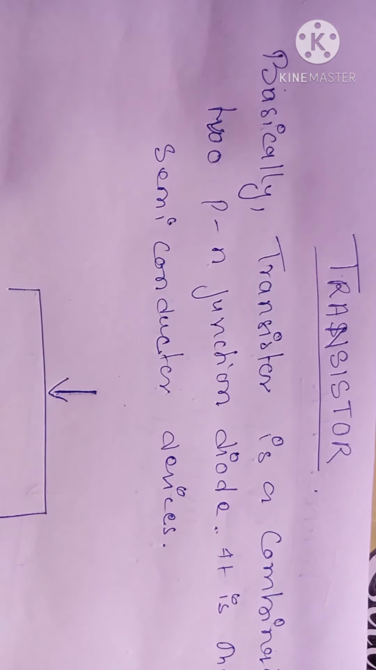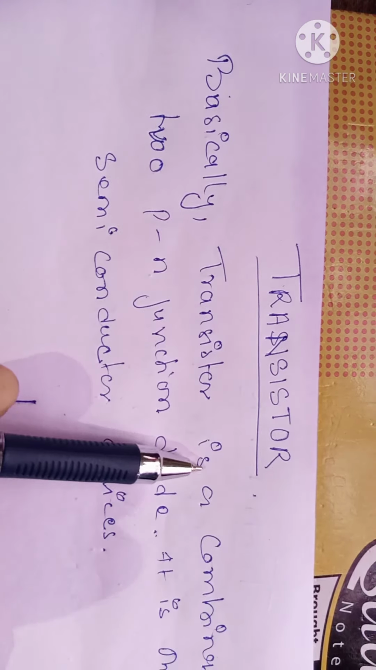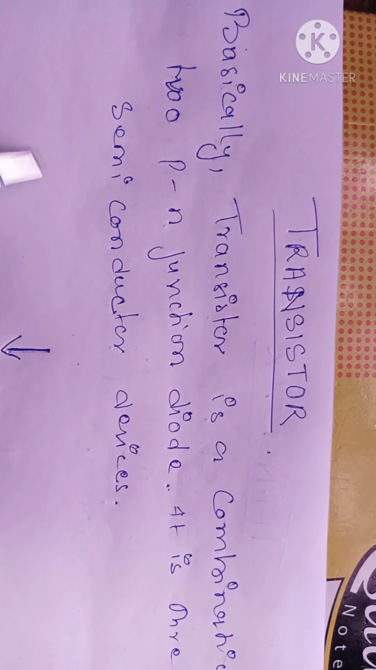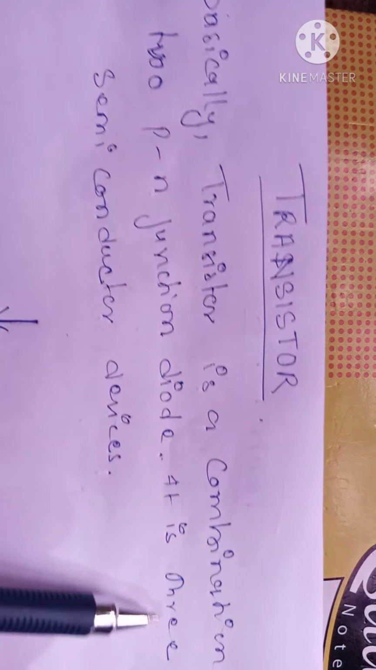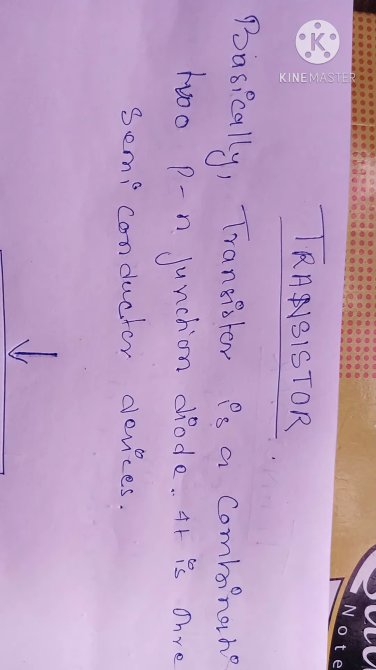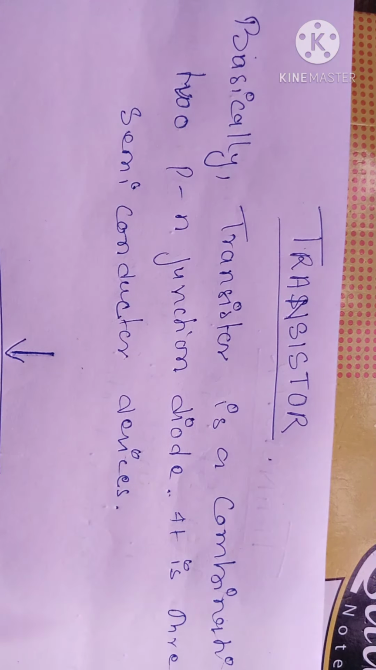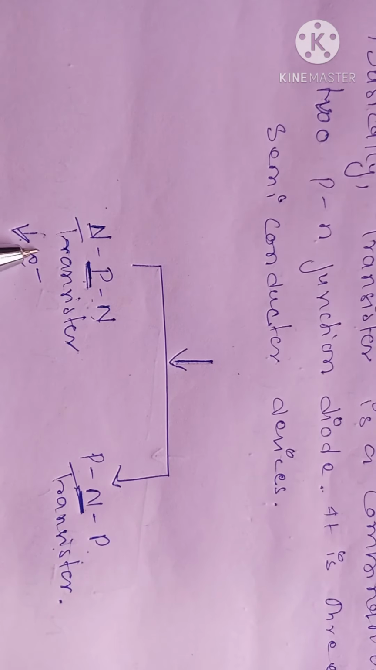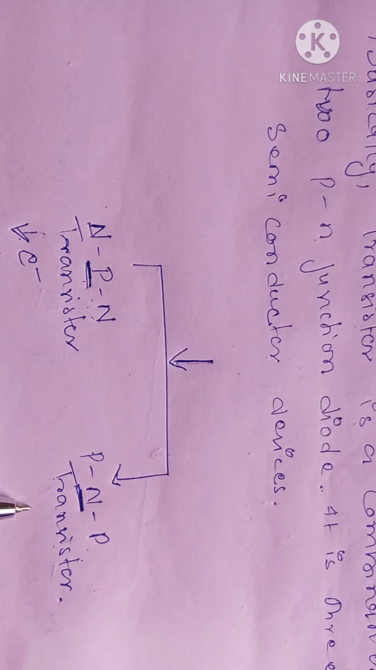So, first of all, what is a transistor? Basically, a transistor is a combination of two p-n junction diodes. It is a three-layer semiconductor device. When two p-n junction diodes combine, there will be two options: n-p-n transistor and p-n-p transistor.